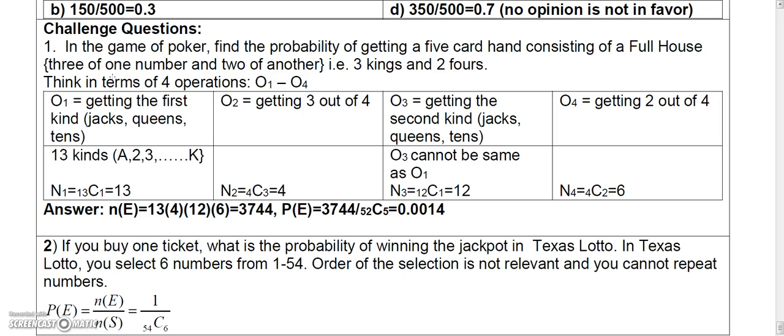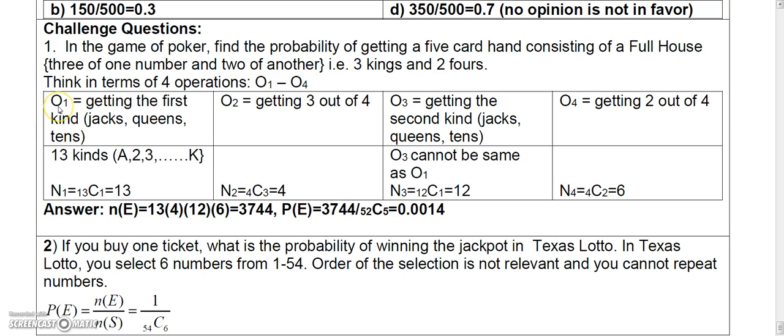Here's a couple of challenge questions. I usually don't ask anything like this on a test, but in the game of poker, find the probability of getting a 5-card hand consisting of a full house. That would be 3 of one number and 2 of another, so for instance, like 3 kings and 2 fours. So I want you to think in terms of 4 operations here, because there's got to be 4 operations satisfied.